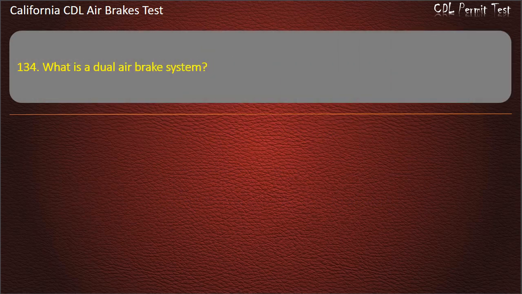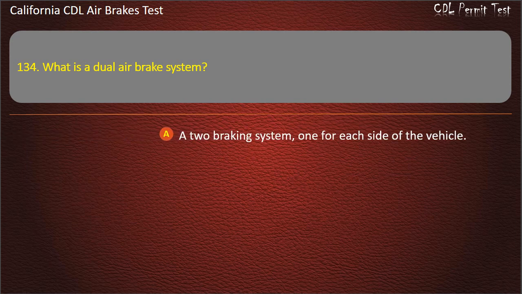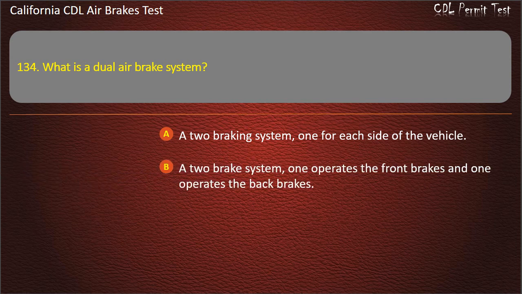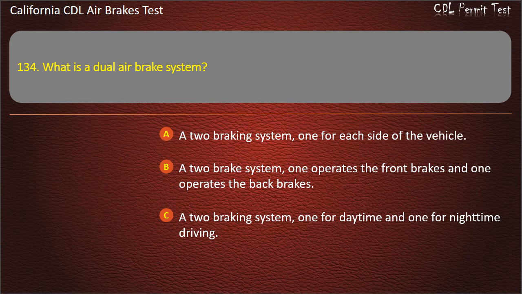Question 134. What is a dual air brake system? A two braking system, one for each side of the vehicle; a two brake system, one operates the front brakes and one operates the back brakes; or a two braking system, one for daytime and one for nighttime driving. Answer: A two brake system, one operates the front brakes and one operates the back brakes.